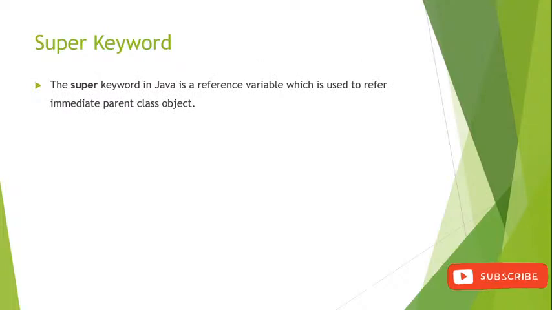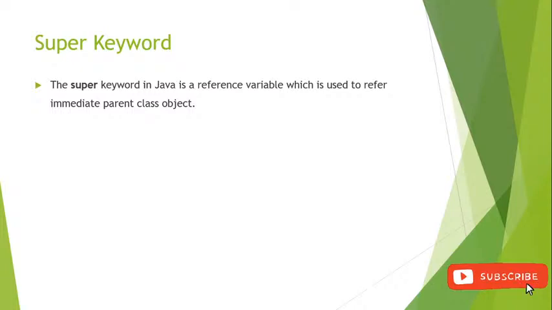The super keyword is a Java reference variable which is used to refer to the immediate parent class object. If we compare it with the this keyword, the this keyword can refer to the current class object. Remember this: super and this are both reference variables; super refers to the parent class, and this refers to the current class. This is the difference between the this keyword and the super keyword. If you learn by differentiating, you can learn very easily.